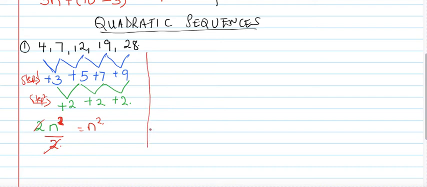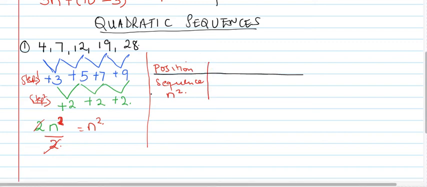Then the next step is we draw a simple table. We shall write in that table position. We write here the sequence, I'll explain what this is, and then we write what we got in step 1. In this we write the n squared. Okay, so we shall now start. This is a simple table. Positions are first, second, third, fourth, fifth. How many positions do we have? 6. These are positions.